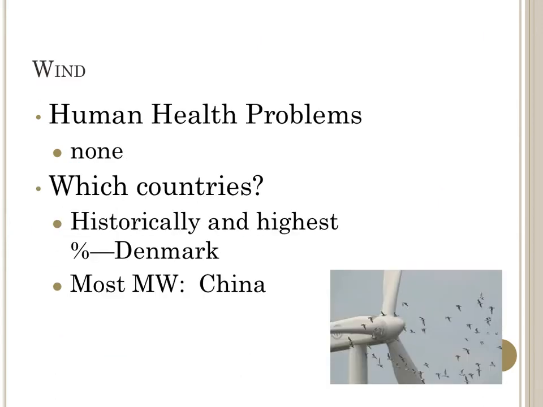No human health problems with wind. So what countries lead? Well, historically, and the highest percentage of their own electricity is Denmark. Who makes the most megawatts of power? It is now China. It used to be, I believe, the US or Germany, I don't remember, but I had to change this one recently to China because now China leads in the most megawatts of power made from wind.